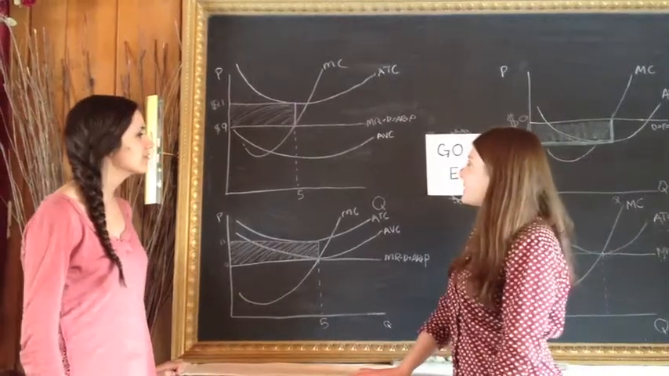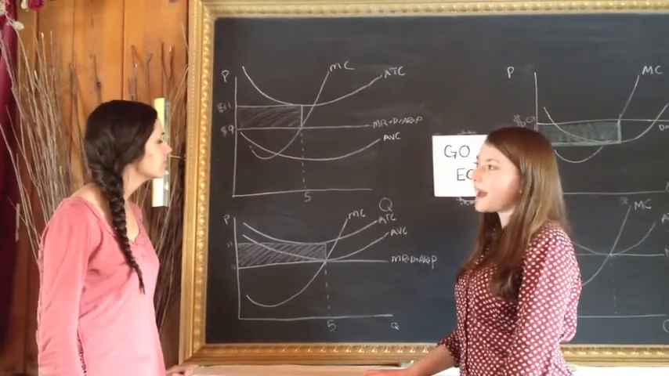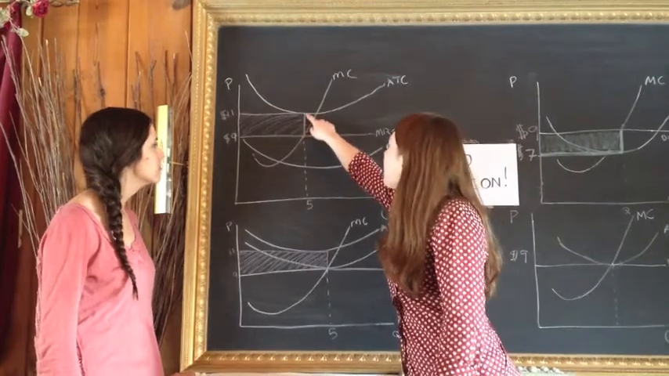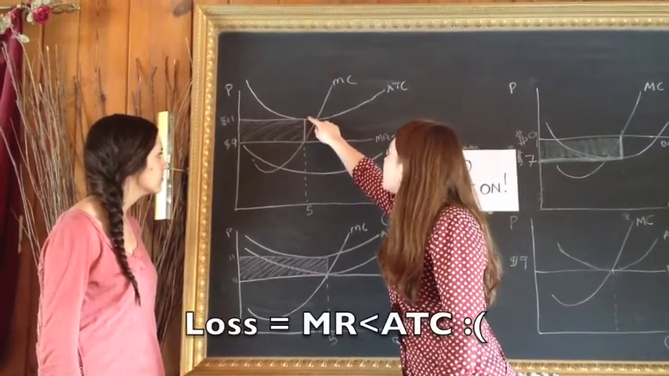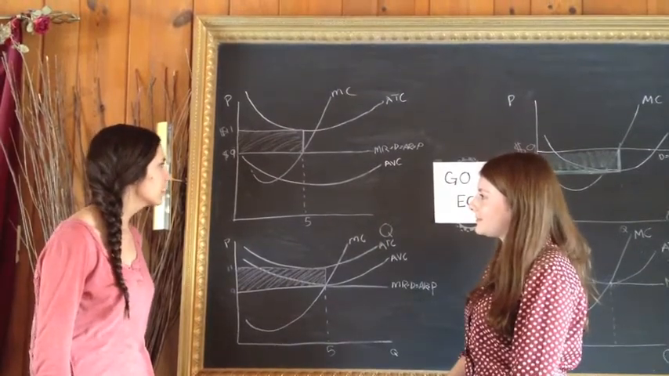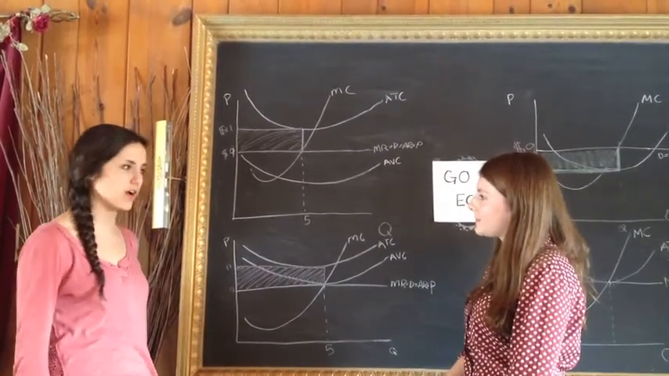Oh, the opposite thing is happening to this firm because it is making an economic loss. The point where MR equals MC is below your average total cost. So this area in red is your loss. That's pretty cool. So what will happen to this firm in the long run?